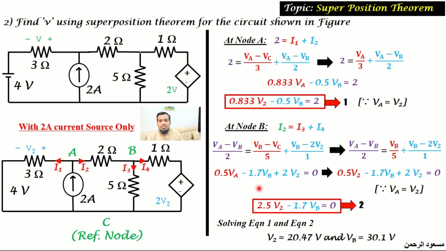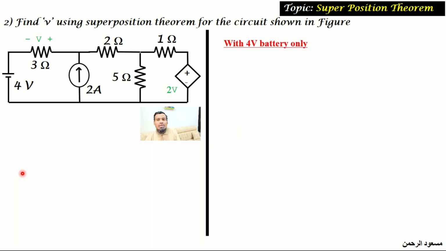So far, we have considered one independent source at a time and found the voltage across this 3 ohm resistance two times. Now, according to the superposition theorem principle, we have to do the algebraic summation of these two answers which we got by considering one source at a time. With the 4 volt battery only, we found the voltage across this 3 ohm resistance, V1, is equal to minus 14.4 volt, and with the 2 amp current source alone, we found the voltage across the same 3 ohm resistor as V2, which is equal to 20.47 volt.